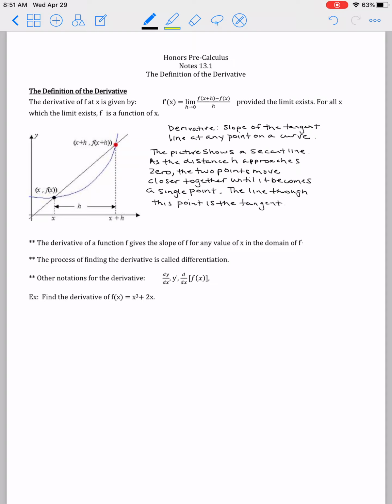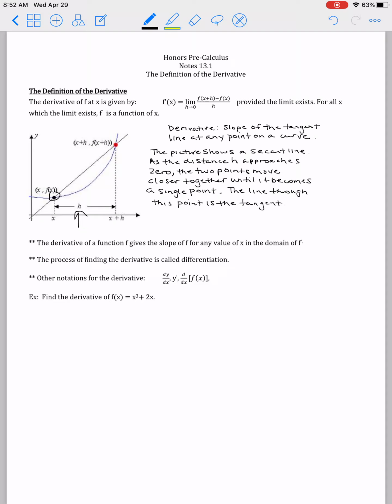So we start with a given point, an xy ordered pair here, where x and f of x are x and y. And then we're going to add some distance h, which creates our new ordered pair. We're going to join the points, and a line that intersects the curve in 2 points is called the secant line. Then what we're going to do is take the distance h and shrink it, have it approach 0, so the 2 points would move closer together, eventually being a single point, and the line through this point would be the tangent. And the derivative is finding the slope of that line.